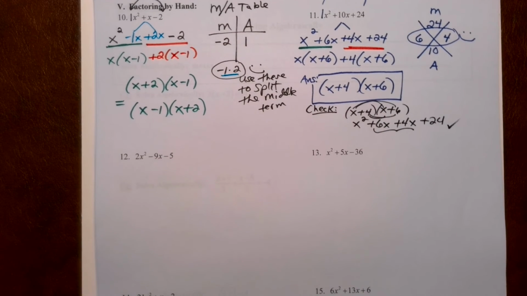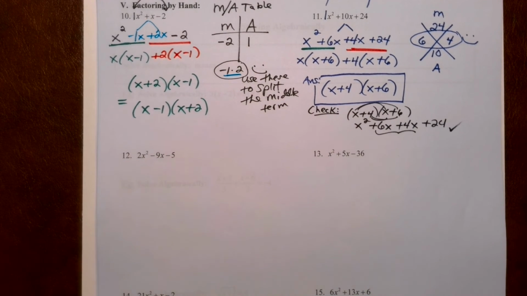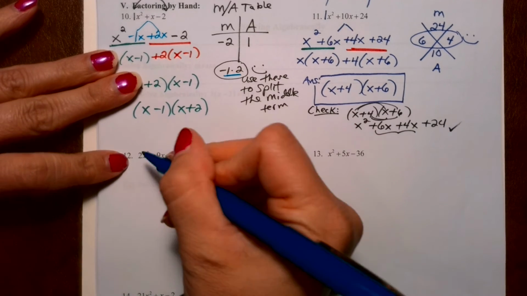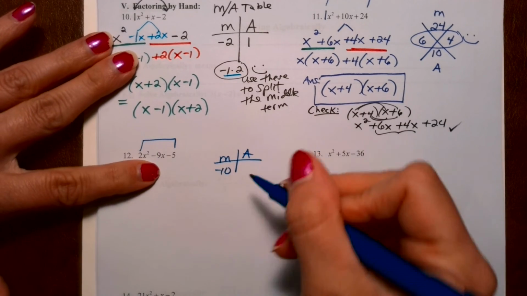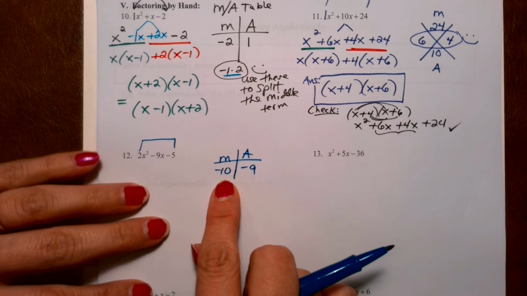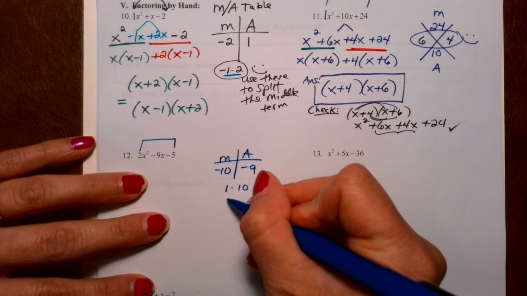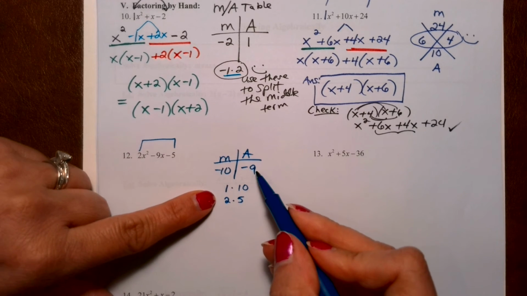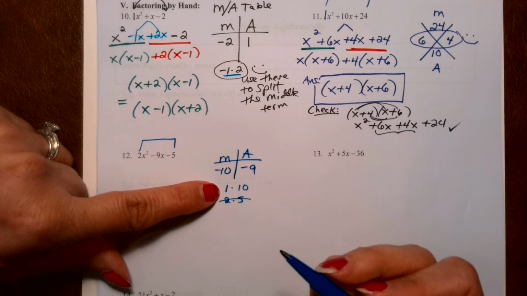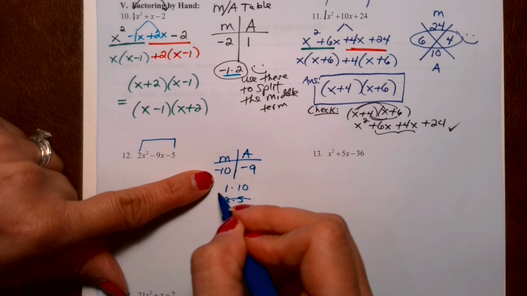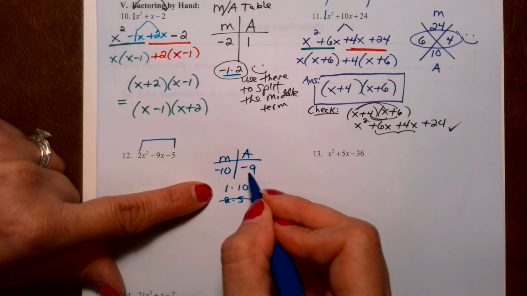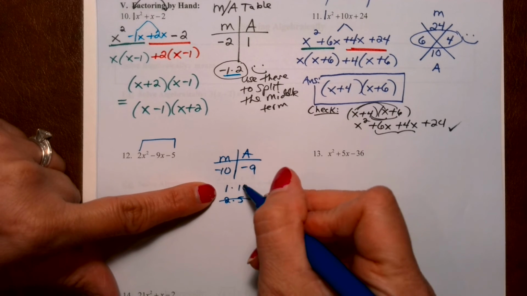All right, let's do it again. I'm going to go ahead here and do the MA table. You could do the table or the wheel. 2 times negative 5 is negative 10, and the add number is negative 9. Now you don't have to worry about the negatives just yet. Let's think about the numbers that make a 10. Well, it's either 1 times 10 or 2 times 5. But they have to add to 9. Add or subtract, right? So I know it's not these. Now I'm going to worry about the negative signs. To multiply to a negative, one of these gets a negative, not both. Which one should get the negative so that they add to negative 9? Yeah, the 10 is going to get the negative.